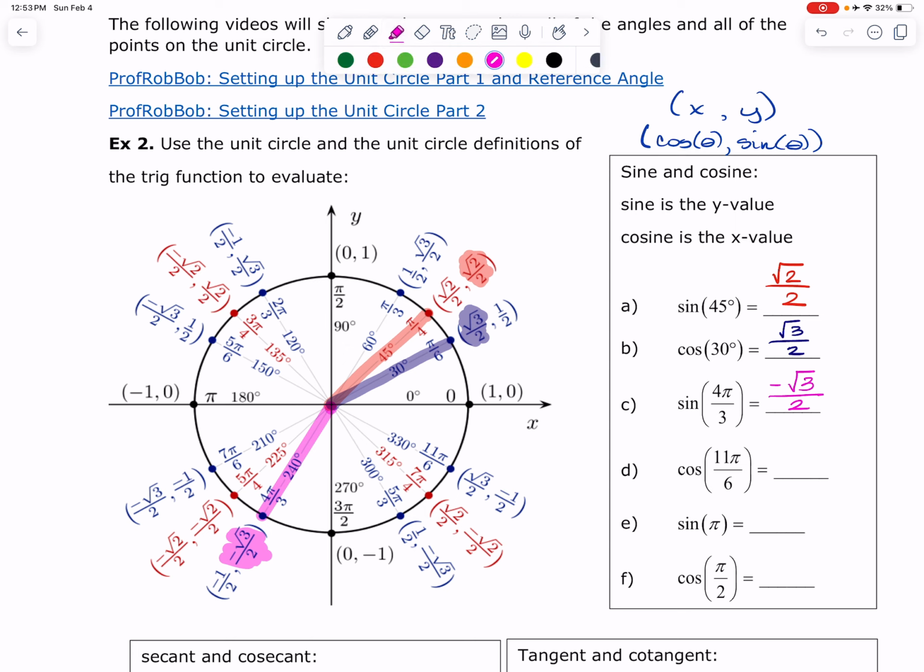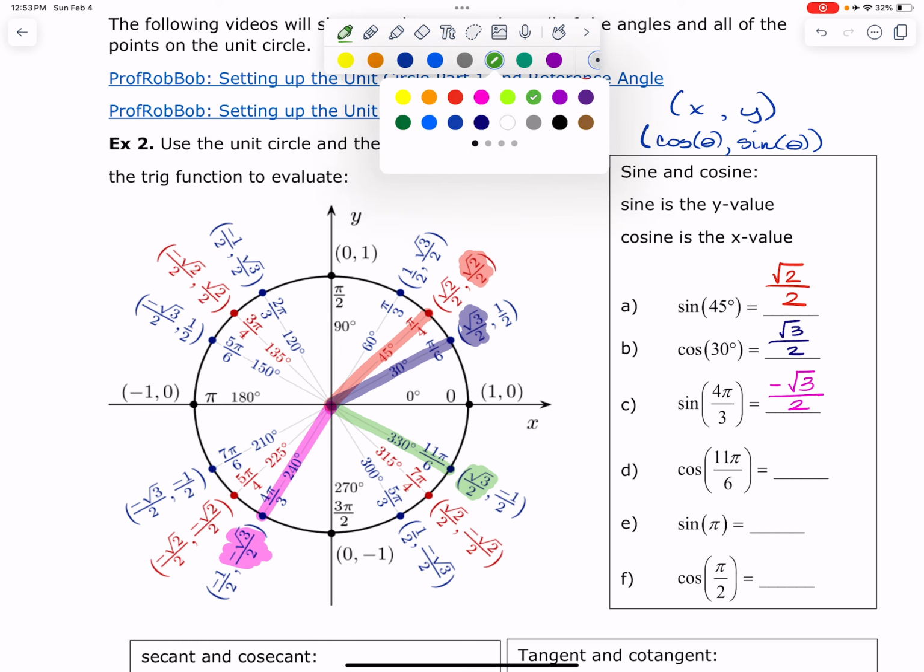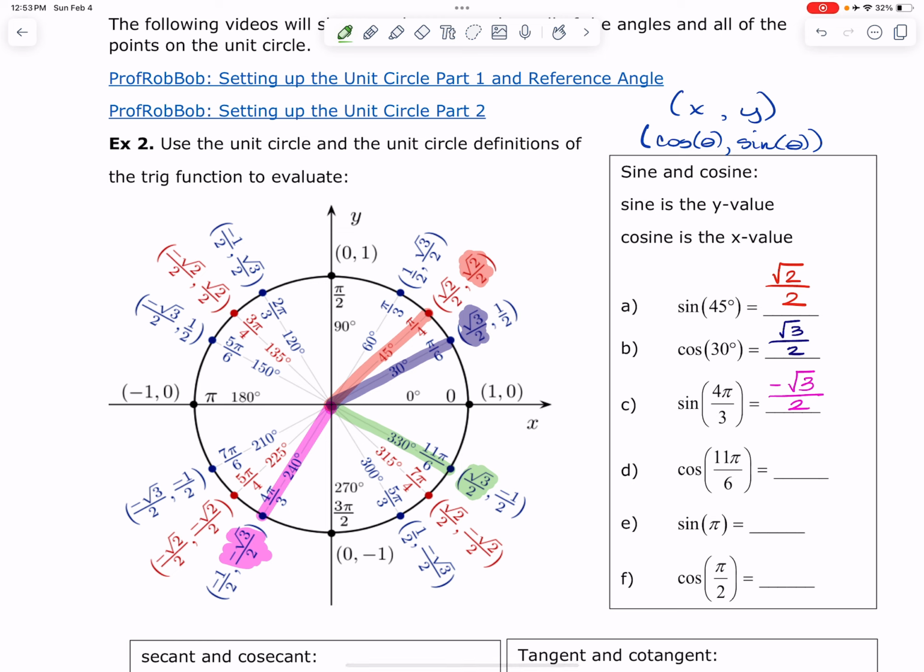Cosine of 11 pi over 6. Here's my 11 pi over 6. Cosine is the x value. So cosine of 11 pi over 6, because we are in the fourth quadrant, cosine is positive. I get square root of 3 over 2.